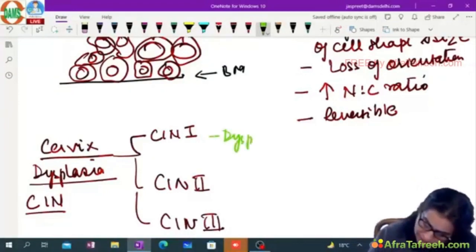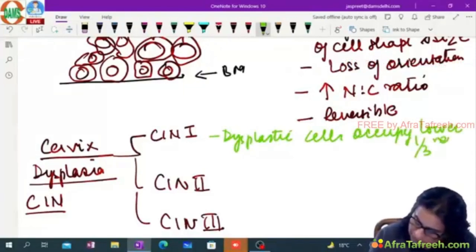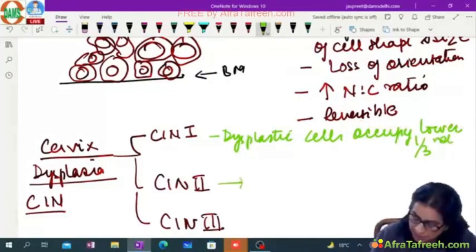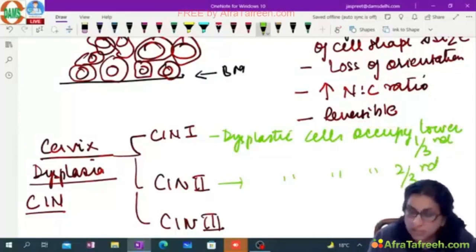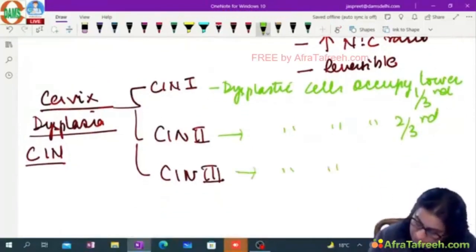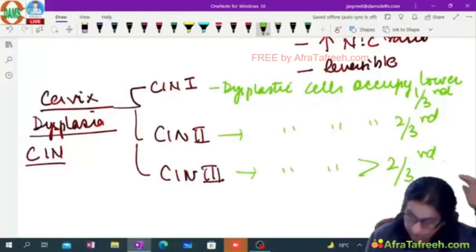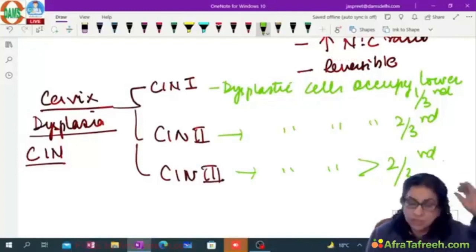So dysplastic cells occupy the lower 1/3. That is CIN1. Second, dysplastic cells occupy 2/3 of the thickness of the epithelium. And CIN3 is when dysplastic cells occupy more than 2/3 of the epithelium. More than 2/3 of the epithelium, that is CIN3.